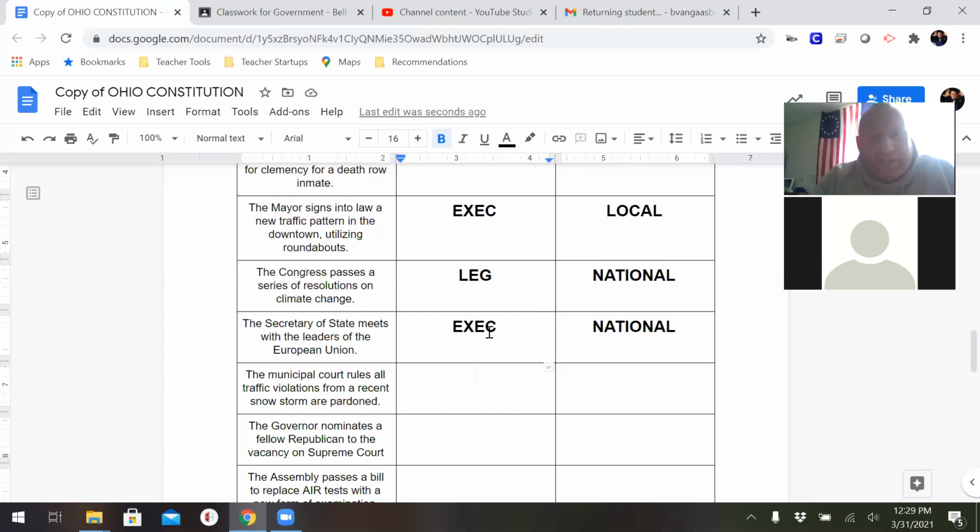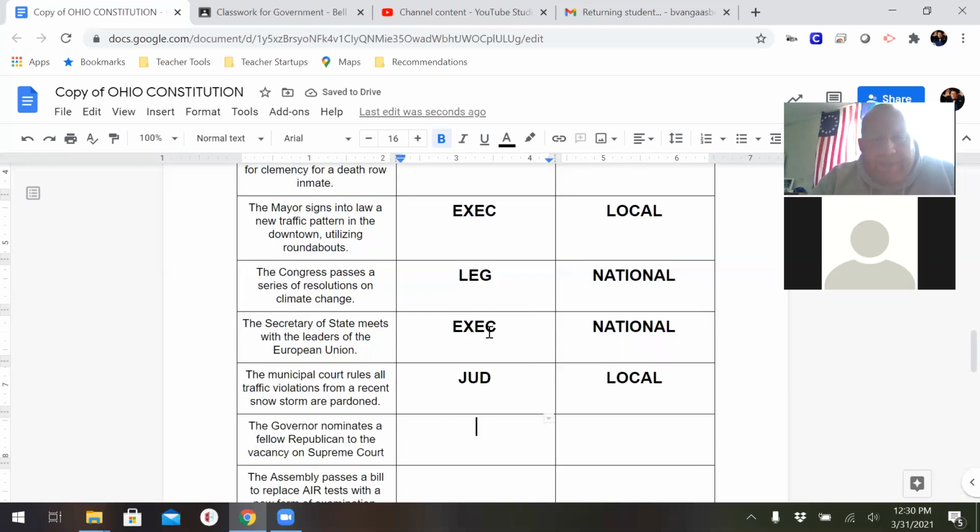No questions, you're good. All right, the municipal court rules that all traffic violations from a recent snowstorm are pardoned, okay? Well, since it's a court, it's the judicial branch, and the key word here is municipal. So what level are we talking about? It's local, very good.